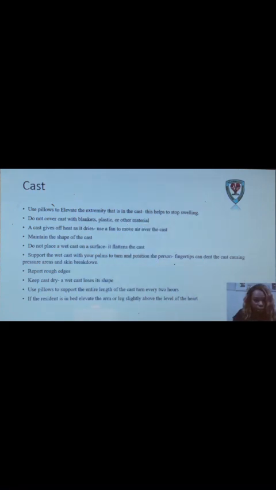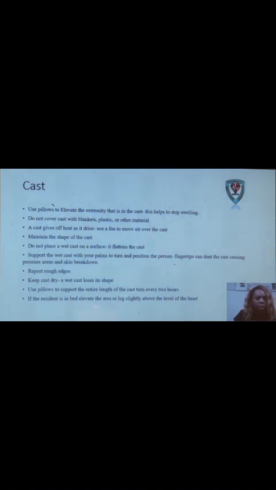So we're talking about the cast. Remember, when you are working with the cast, you want to use pillows to elevate the extremity that is in the cast. This is going to help to stop the swelling. You do not want to cover the cast with blankets, plastic, or other material. A cast gives out heat as it dries, so if you're trying to help to dry a cast, you'll use a fan to move air over the cast.